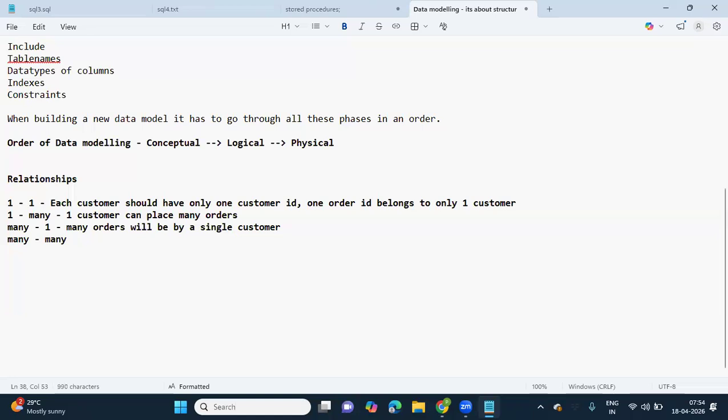Or the best example for many to one is: many products can be purchased in a single order. Let's say in a single order, I will add everything to the cart, whatever I need. Okay, a fridge, a washing machine, a TV. I will add those three products to the cart and place an order, right? So multiple products can be placed in a single order. So that is also possible.